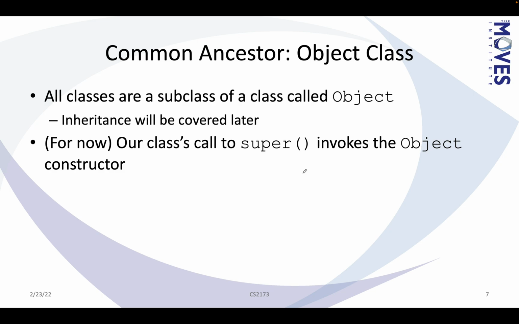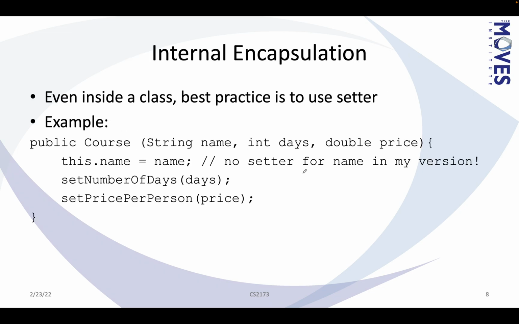Okay, so we saw this common ancestor, a class called Object. For right now, our class's call to super invokes Object's constructor. But once we start looking at inheritance and subclassing, we can go deeper into that. We won't do that now, but just put a pin in that.